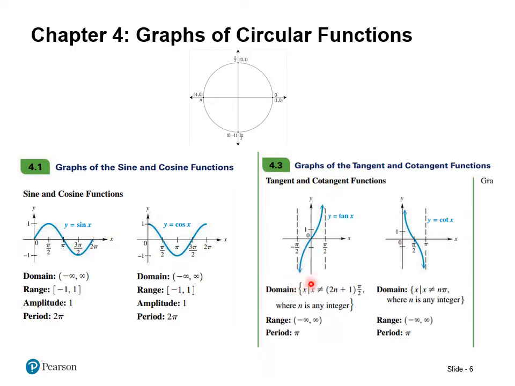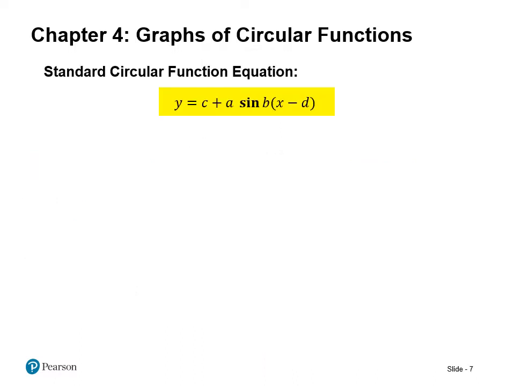Tangent is an increasing function. It goes up from left to right, and cotangent is a decreasing function going down from left to right. Okay. Now all graphs don't look like this, because the expression is different for each potential equation, right?